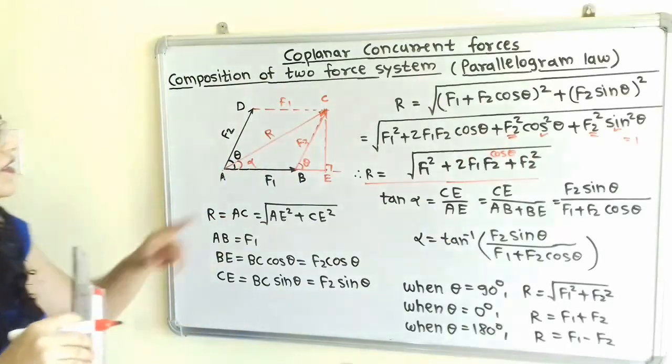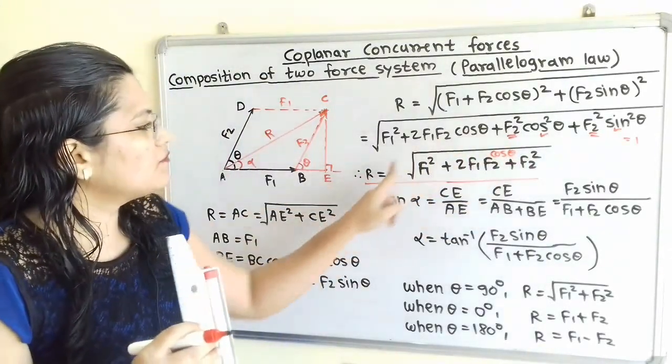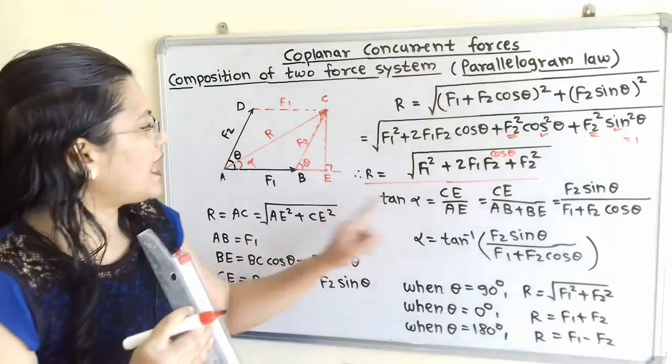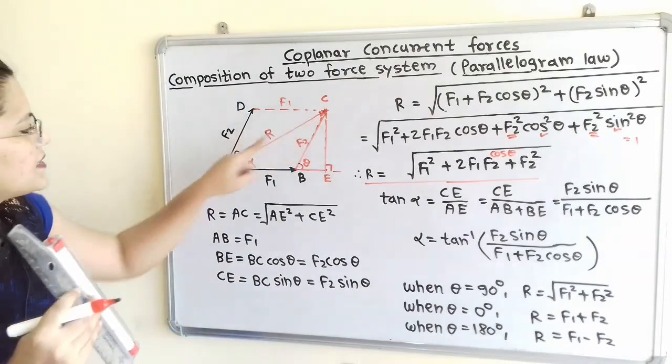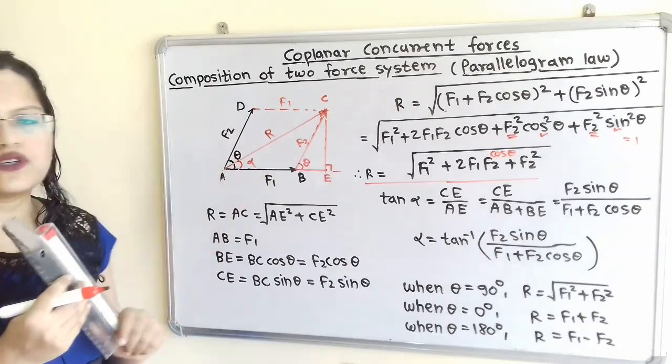So if we observe these two forces having angle theta in between them, then we have to use this formula. Now we will move next. We have to find out the alpha, that is the angle made by resultant R with the force F1, or we can say the horizontal force.